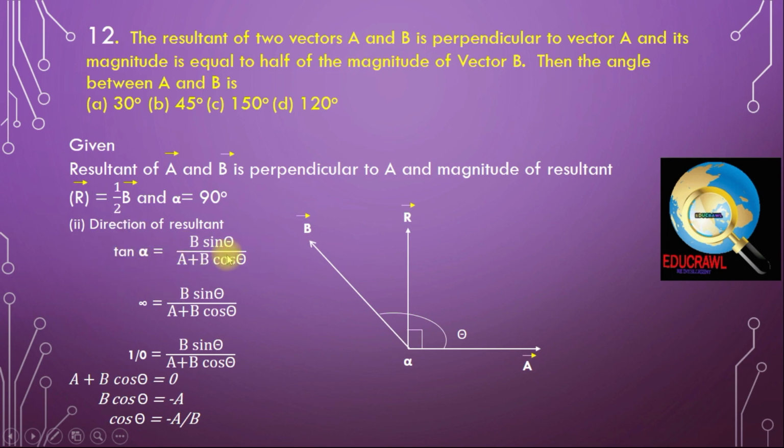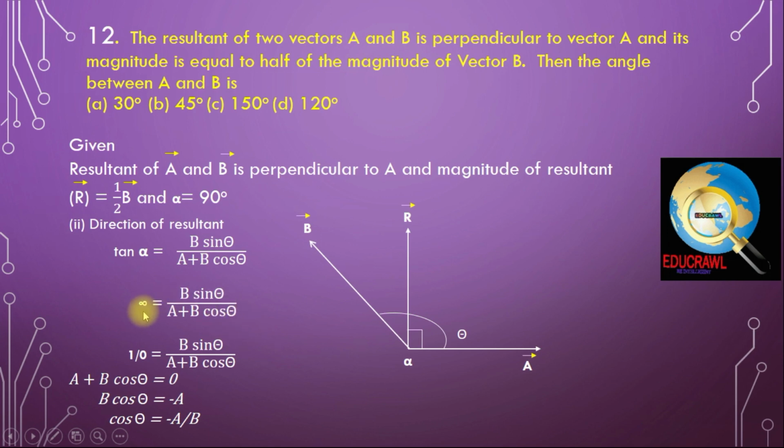Tan alpha is equal to B sin theta divided by A plus B cos theta. This is the formula we are going to use. Tan alpha, here the alpha value is 90 degree. When you see the diagram, you can understand the value of alpha as 90 degree. So tan 90 is nothing but infinity. So infinity is equal to B sin theta divided by A plus B cos theta.